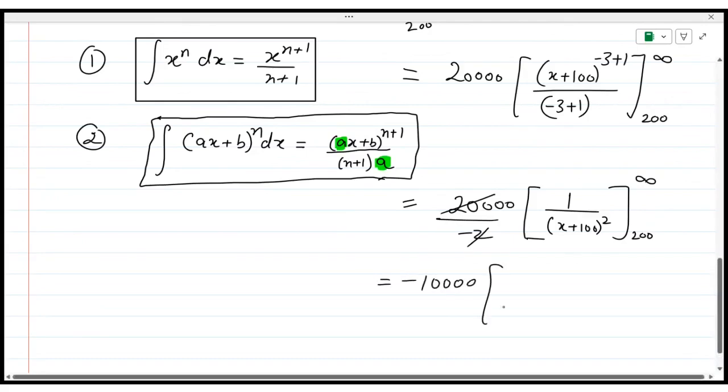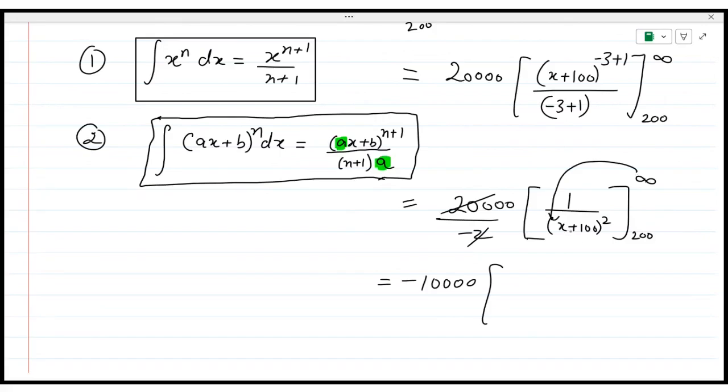Now we'll put the limits in the integration. First we put the upper limit. So first you put the infinity here. If you put infinity here, 1 upon infinity plus 100 is infinity. Infinity square is infinity. So you get 1 upon infinity, minus, then you put 200 here. So you will get 1 upon (200 plus 100), 300 power 2. So 300 power 2. Is this clear? First I put the upper limit, then I put the lower limit. Upper limit minus lower limit. Okay.